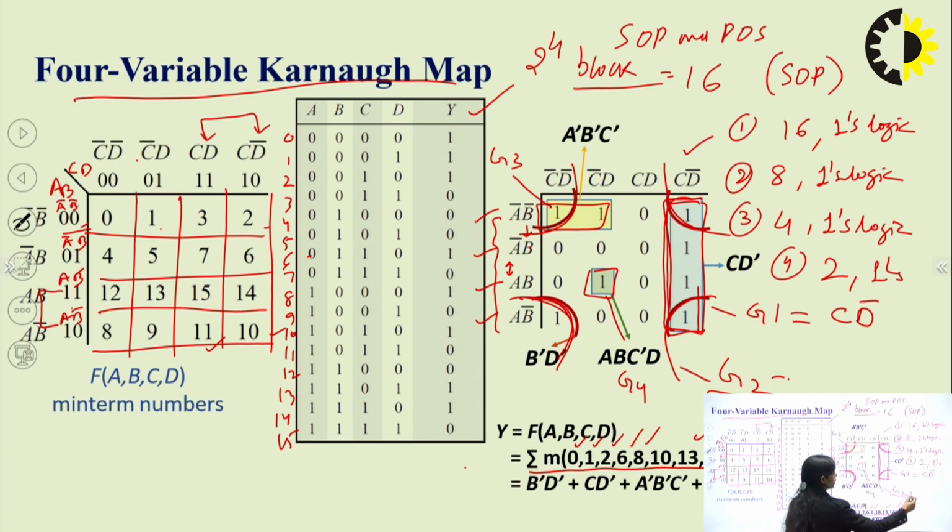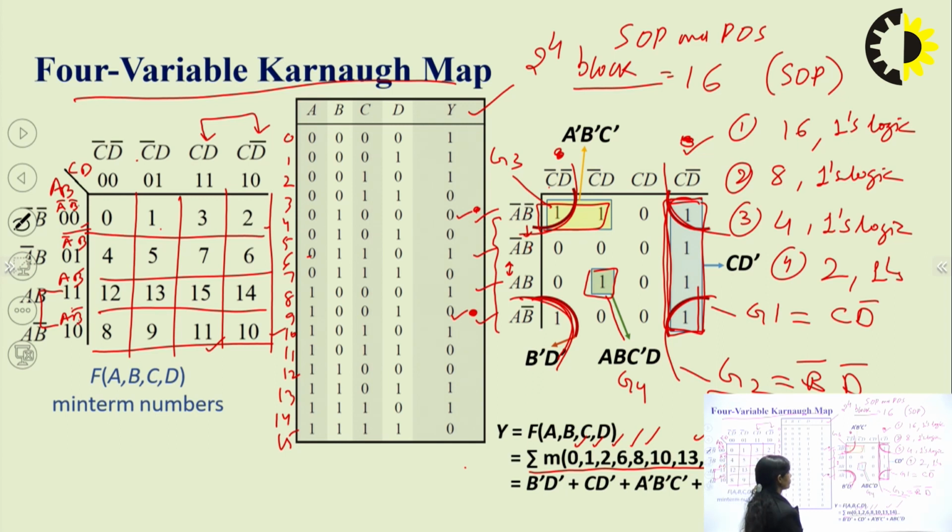Now G2. G2 is the group of 4. So in this we're going to take first column, fourth row, first column, fourth column. So by taking these two, first row and fourth row, if we see, A bar has a 1 bit change, so it will be summed up to 1. So only B bar is left here. And in first column and fourth column, C bar D bar and C D bar, that means C bar and C sum up to 1, only D bar will be left here.